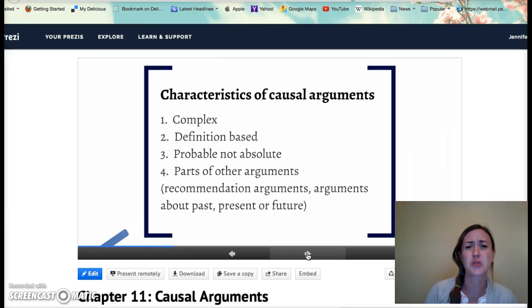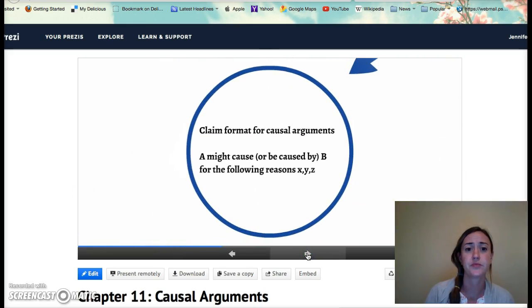You also need to know that causal arguments are often parts of other arguments. So recommendation arguments, which are where you suggest solutions, those are based on cause and effect. Arguments about the past, the present, and the future, those often also look at cause and effect as a part of their construction.